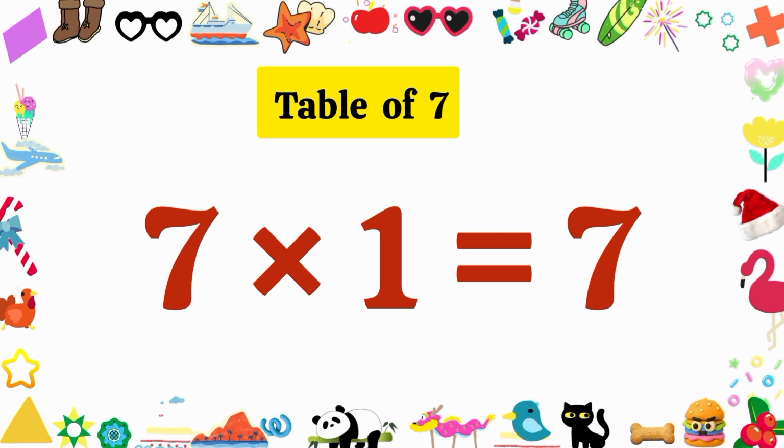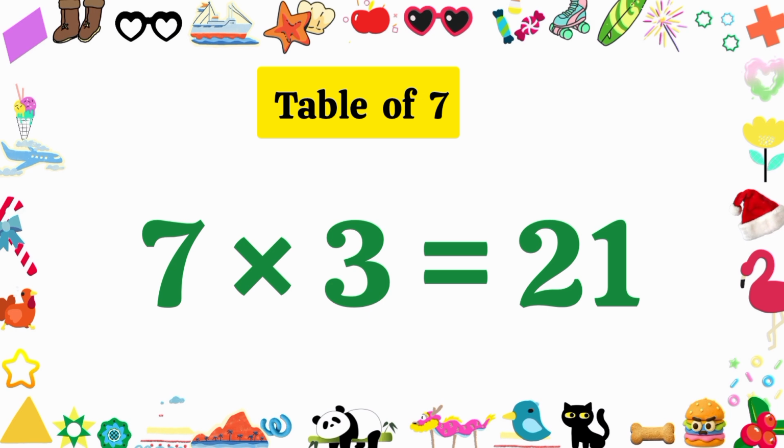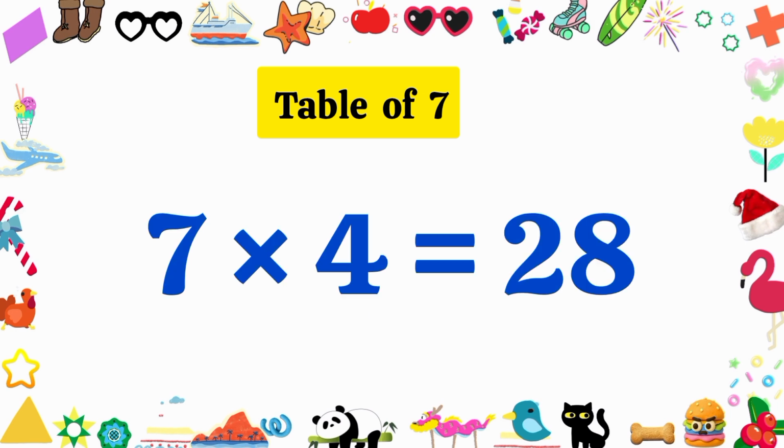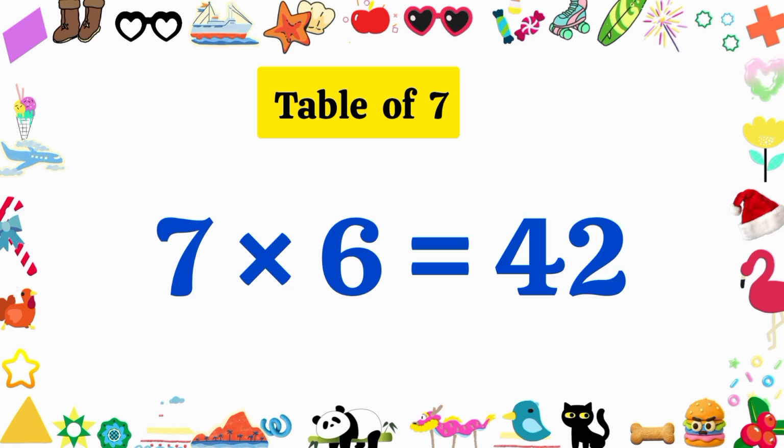7 ones are 7. 7 times 2 equals 14. 7 twos are 14. 7 times 3 equals 21. 7 threes are 21. 7 times 4 equals 28. 7 fours are 28. 7 times 5 equals 35. 7 fives are 35. 7 times 6 equals 42.